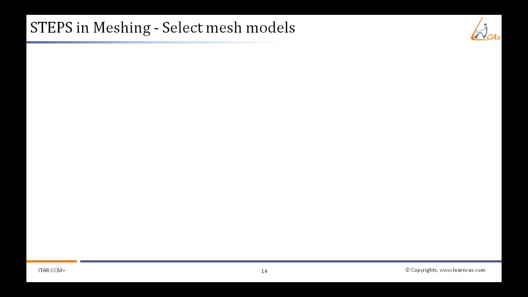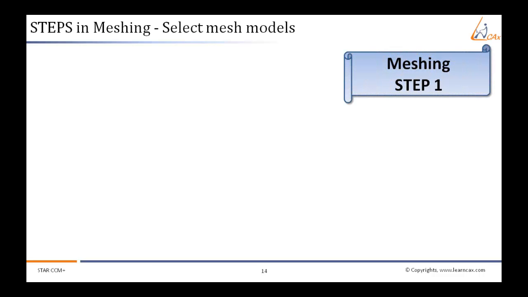Let us review the overall procedure and steps involved in creating mesh in Star CCM Plus. The first step in mesh generation is to select mesh models. For this, first go to Parts and select the existing part and insert meshing models.